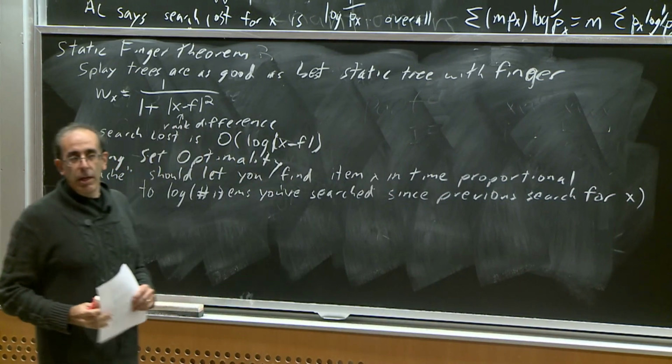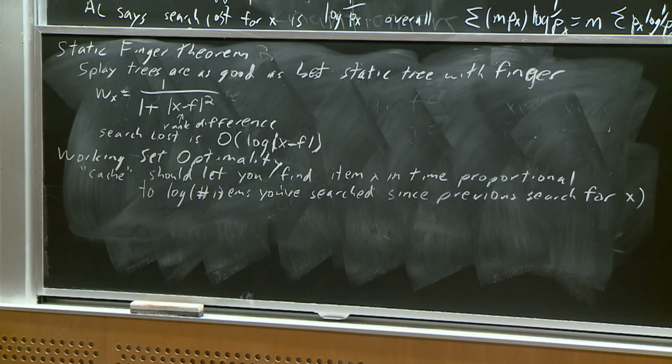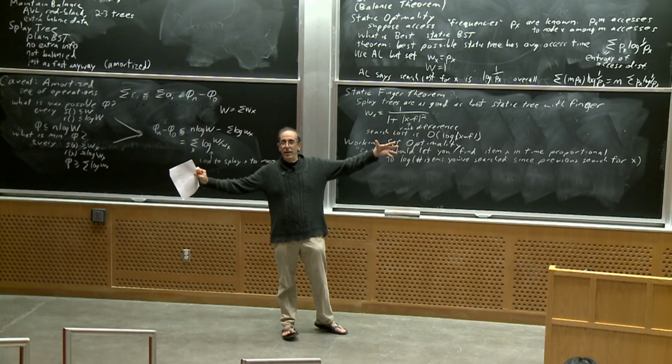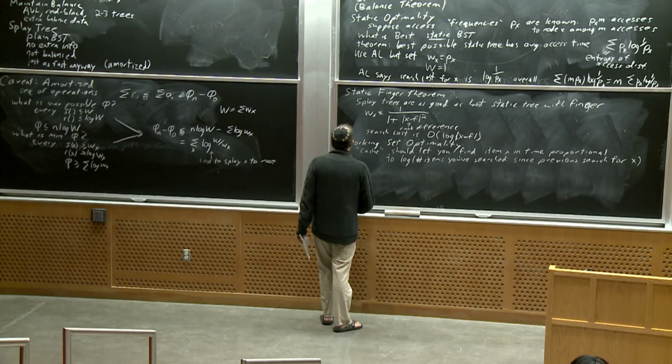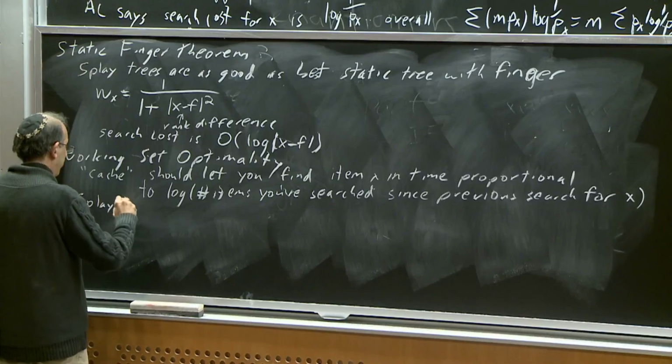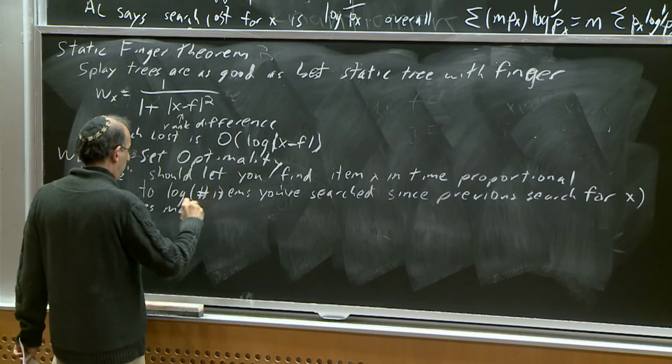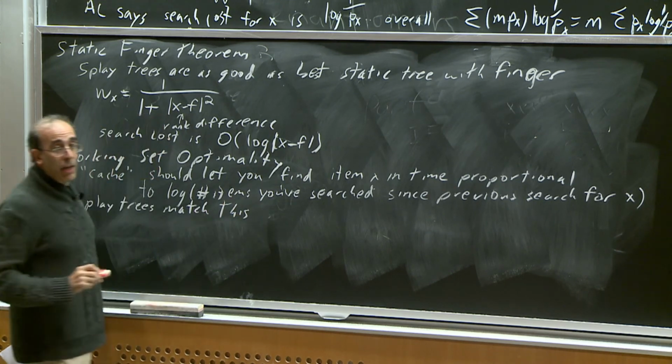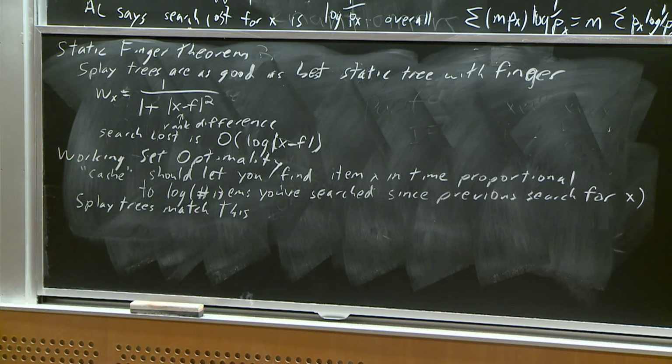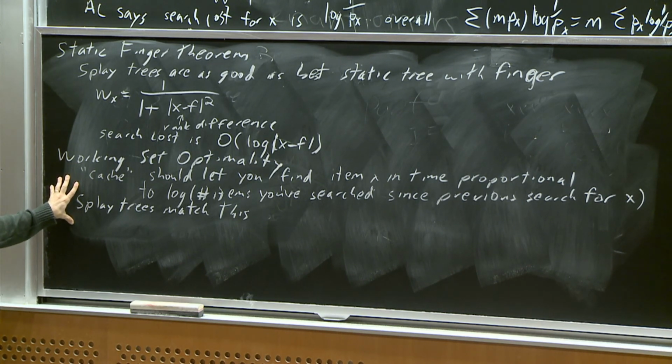In other words, if you just make a search tree of the right size, that's big enough to hold the right number of recent items, then you can find x in that little search tree instead of looking in the whole search tree. And splay trees match this. Even though they don't know what your access sequence is, they don't know how long ago it was that you last asked for x, they don't have any memory of that, but they achieve this search.